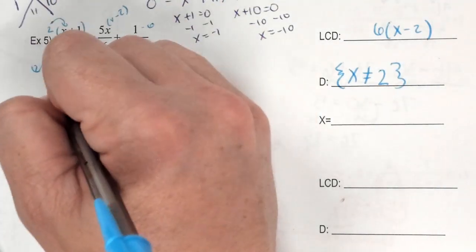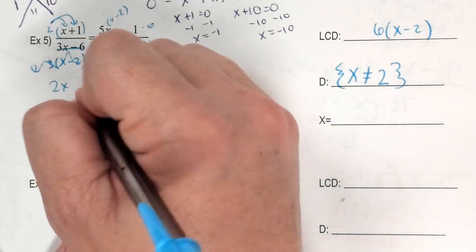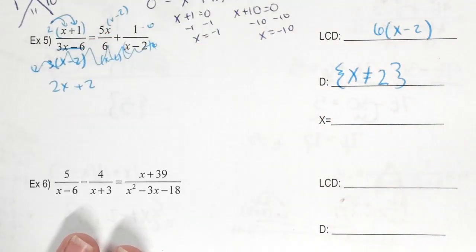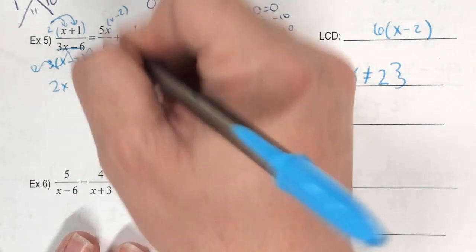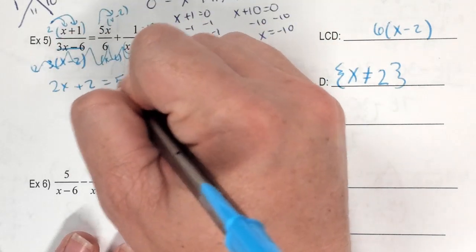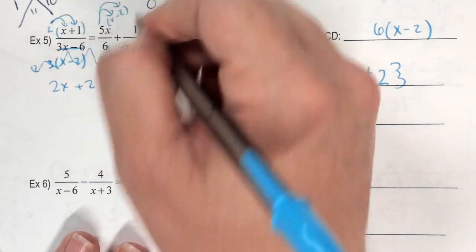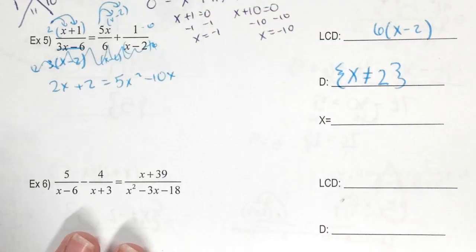And I get 2x plus 2 equals 5x squared minus 10x plus 6.